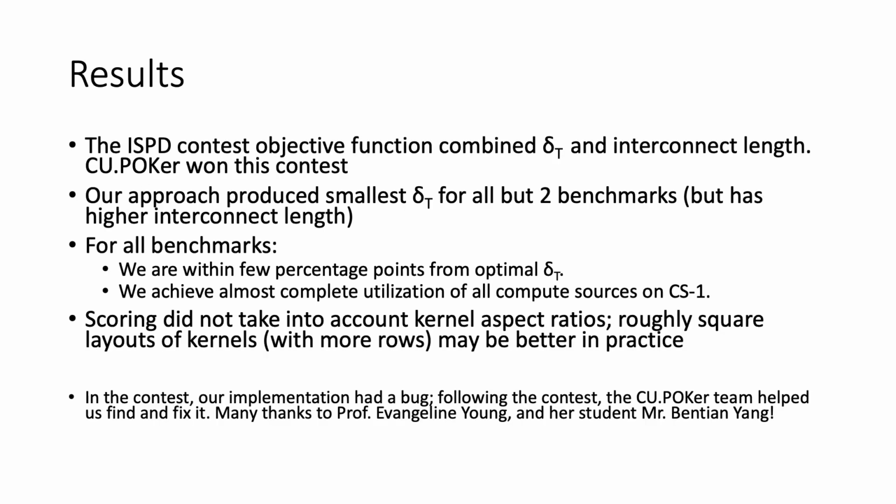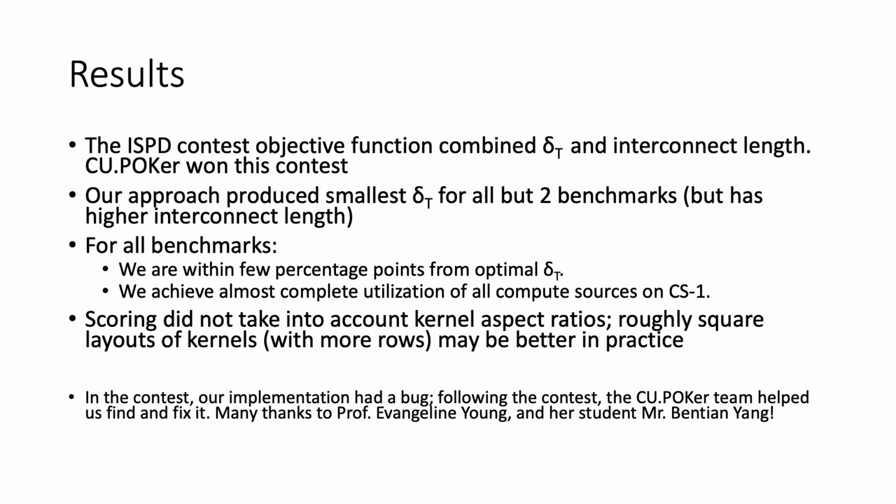So let me dive into results for a minute. Again, the ISPD contest objective function was to minimize the delta t and also interconnect length. CU Poker was definitely the winner. They did very well. Our approach finds the smallest delta t for all but 2 benchmarks, but we lose on the interconnect length metric. And because we know what the optimal bound is, we're able to get within a few percentage points of the optimal delta t on nearly everything.